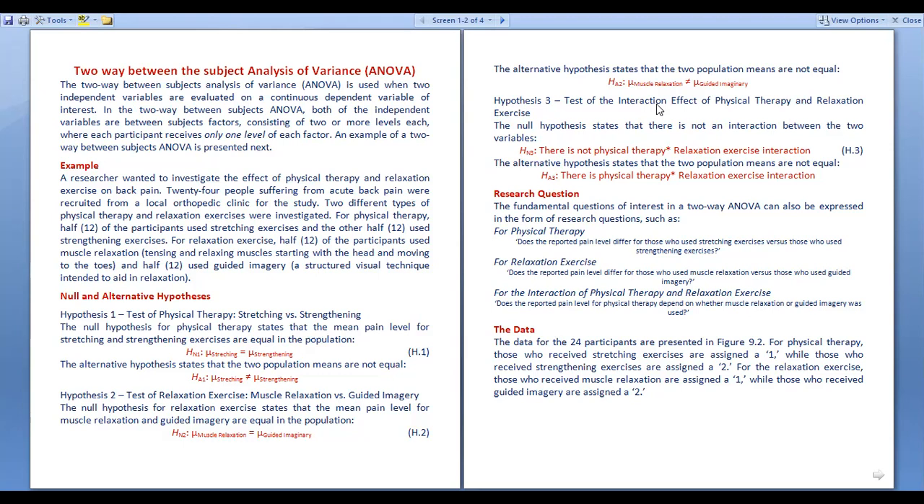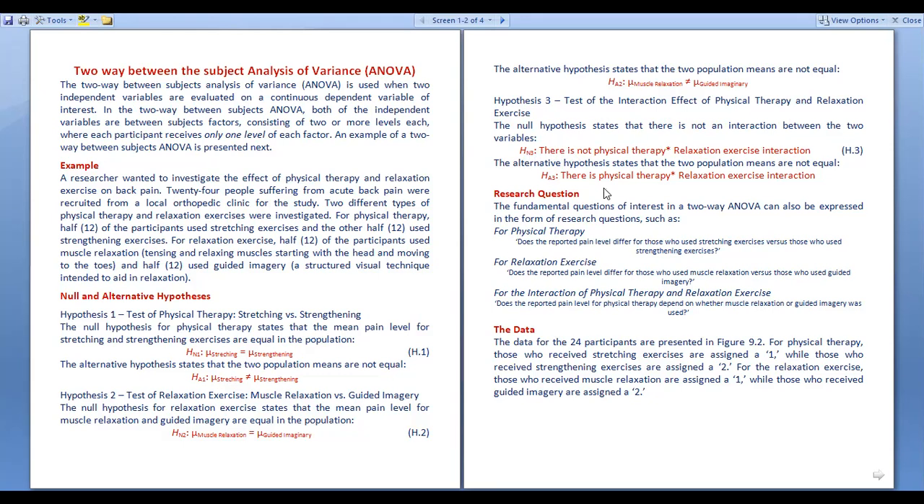So if you look at the null hypothesis, it is stating that there is no interaction between the two variables. So there is no physical therapy and relaxation exercise interaction. That is given as H03. Whereas the alternate hypothesis says that the two population means are not equal. So this means that there is physical therapy and relaxation exercise interaction taking place. So these are the hypotheses which we have framed.